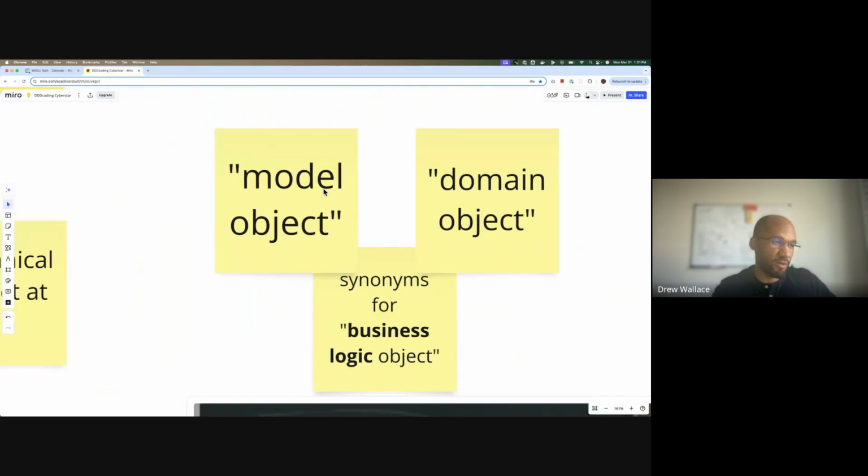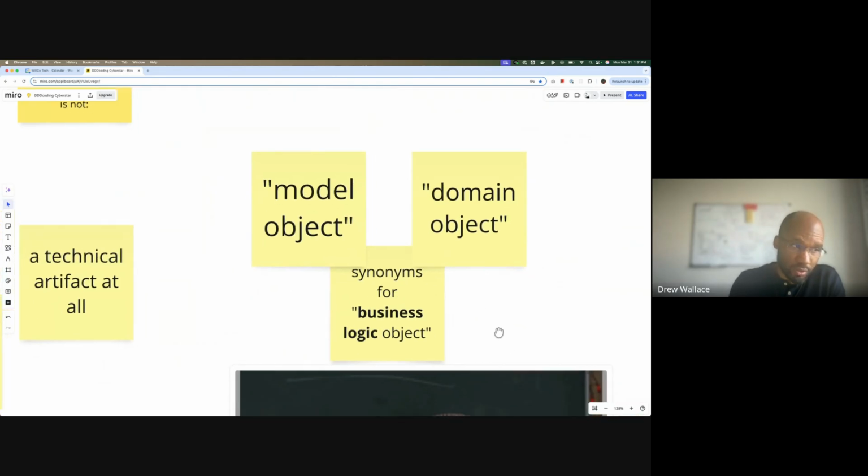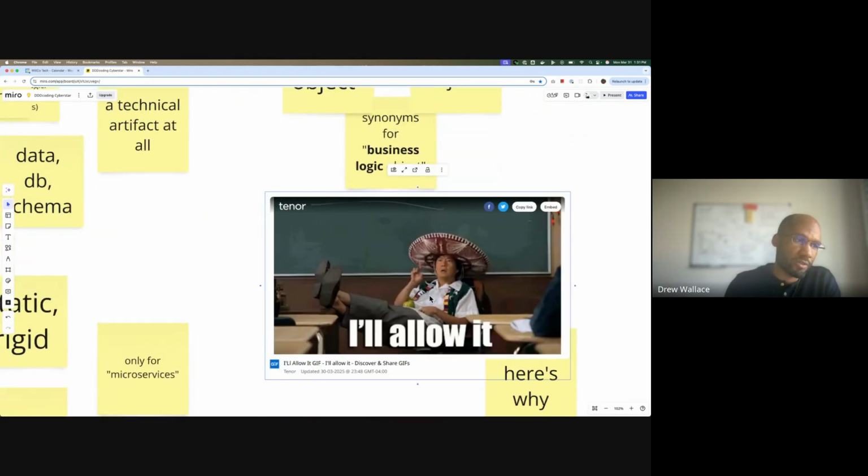Now you'll see these terms a lot: model object and domain object, and people use them interchangeably as synonyms for any object that has business logic. And I think personally, I'm okay with that, as long as we know what we're talking about. If we say model object, we'll define a model object for business logic about whatever. That terminology to me doesn't conflict with what you'll find in the blue book. They call it the blue book. So I'm fine with that. I'll allow it.